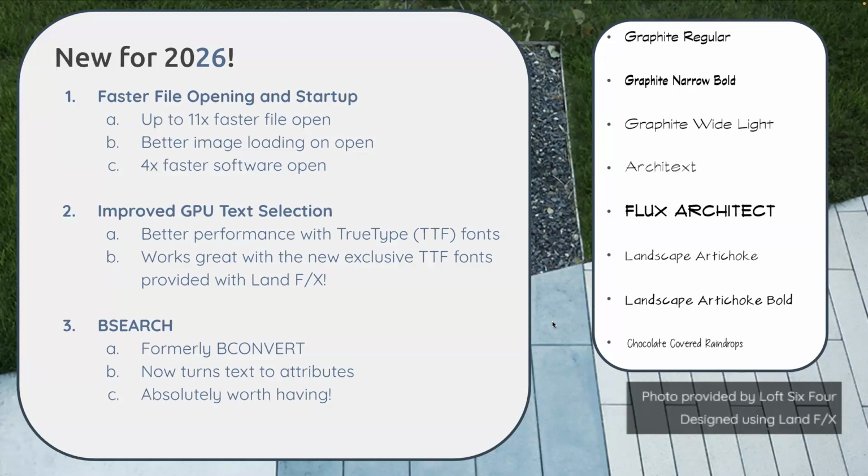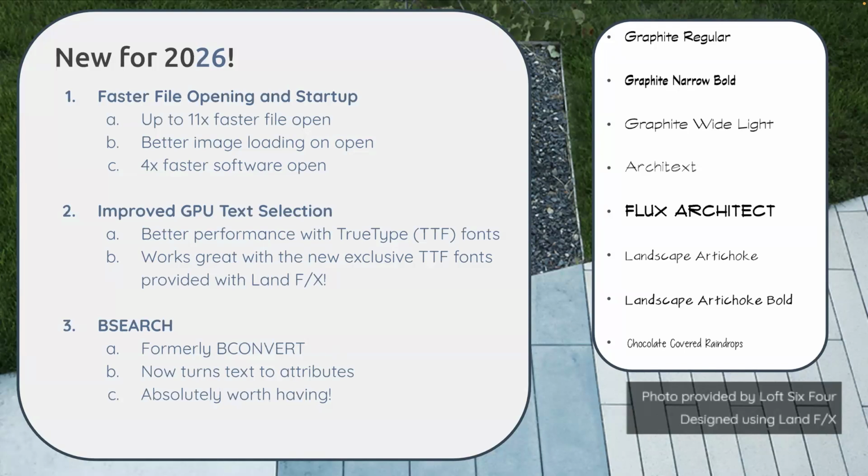And then the last one that I really want to show you because it's the coolest one, and besides the faster file opening, BSearch is worth the upgrade alone. It's really cool, and I'm excited about the possibility it opens. It was formerly called BConvert, and if you were at my webinar last year, you remember me talking about BConvert and how you tell it what lines you look for, exploded line work, and you select them, and then it finds all the lines in your drawing that match that shape, and converts them all to the same block name.